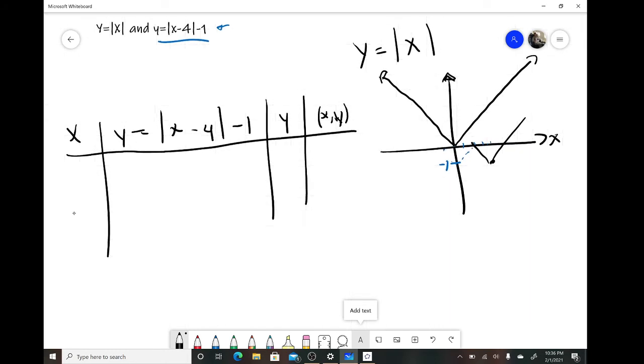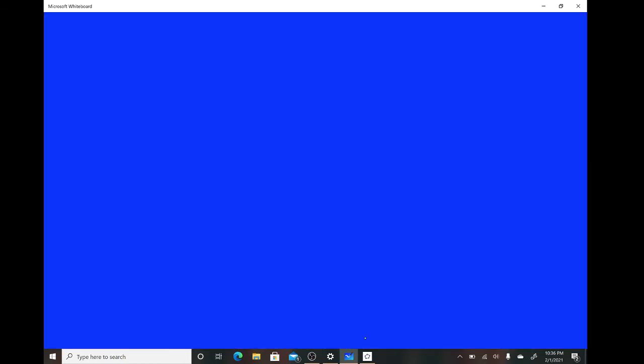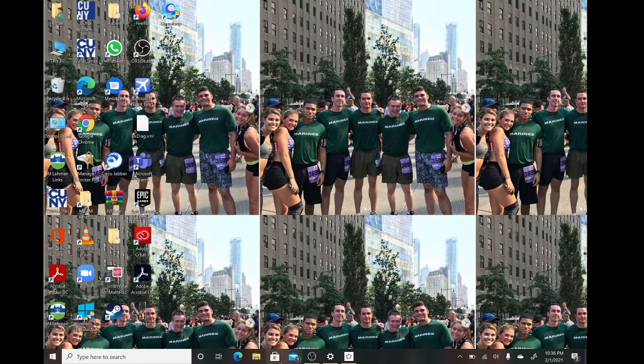All right, so let's find the vertex. Clearly, we could see that the value that makes the inside here 0 is going to be 4. Whenever we say, let's find the vertex, we're trying to find out the value that makes this inside piece 0. And there goes my whiteboard.